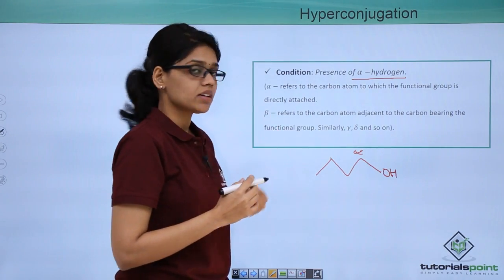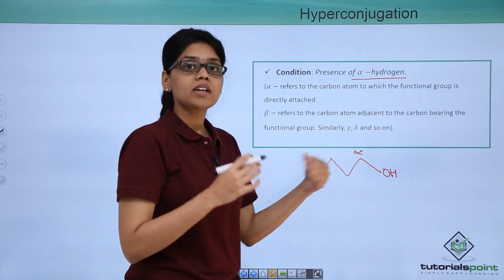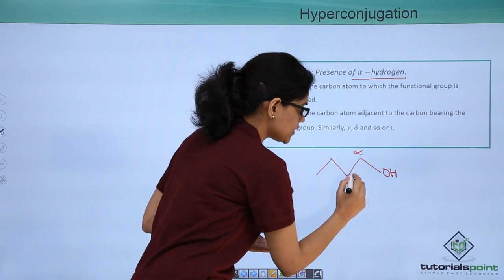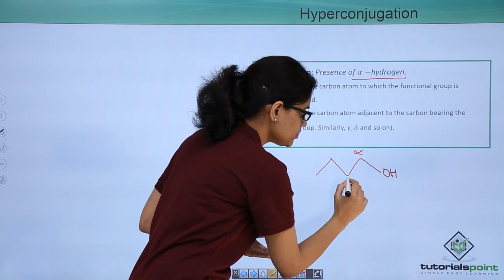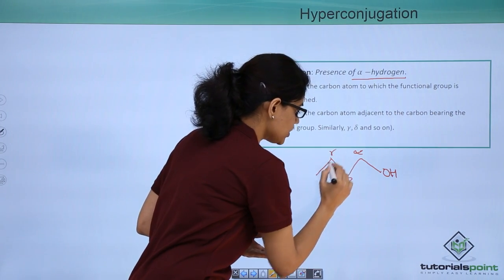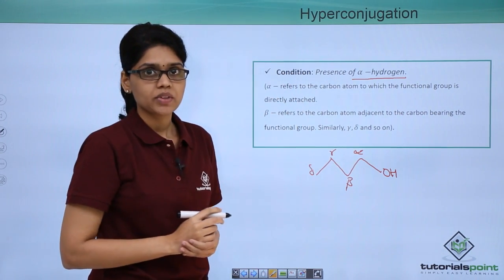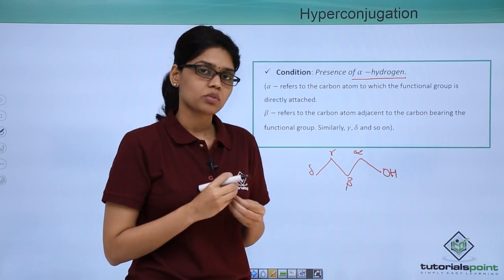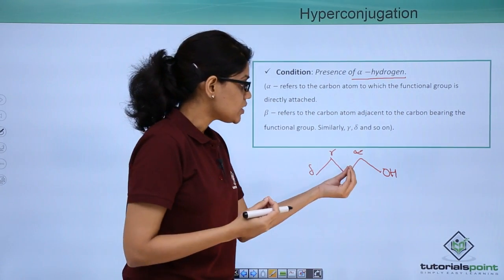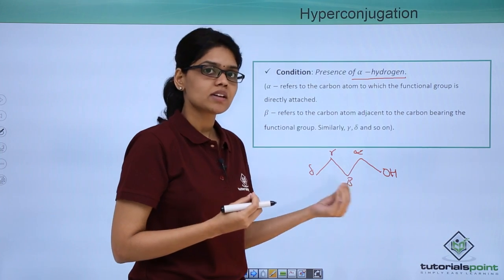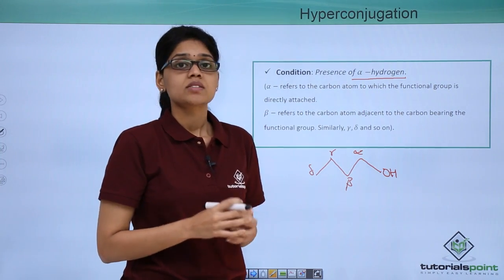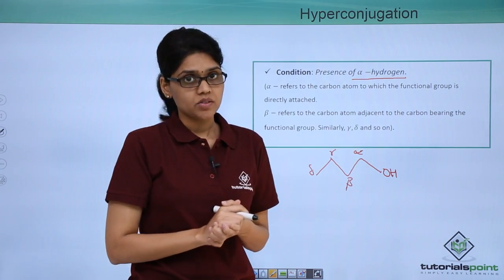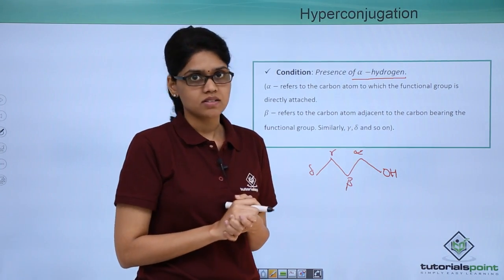Now what do you mean by beta? Beta refers to that carbon adjacent to the carbon bearing the functional group. So the series would go like this: C1 will be alpha, this would be beta, gamma, delta and so on. Obviously the hydrogen atoms attached to the alpha carbon would be called alpha hydrogens, and hydrogens attached to the beta carbon would be called beta hydrogens. So the essential condition for hyperconjugation is the presence of alpha hydrogen, and we will now see why it is so.